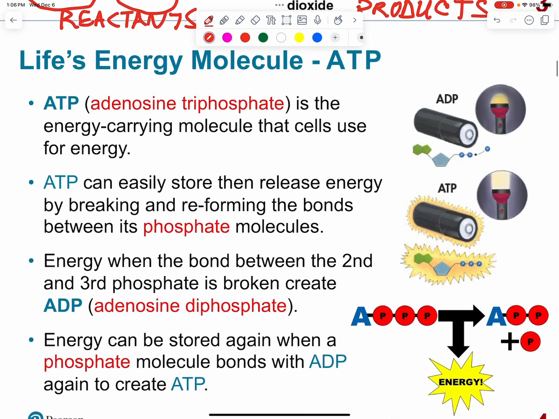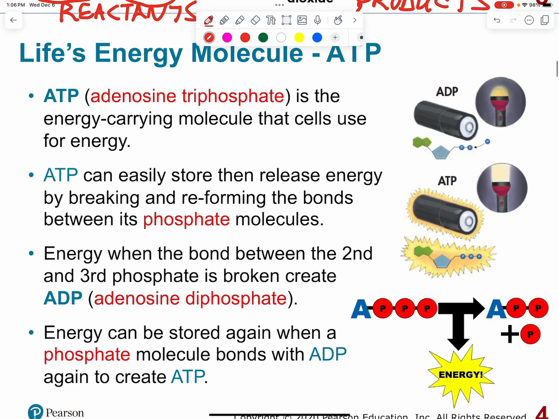It is shown again here from the first slide. ADP is the energy poor molecule. ATP is the energy rich molecule. And where is that extra energy coming from?